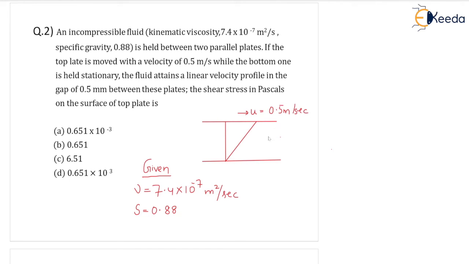While the bottom one is held stationary, I'll draw the stationary lines like this so that it tells you this plate velocity is u equal to 0 meter per second. And I'll write here u1 and u2. And this is a dy distance between the top and bottom plate. This angle, let us consider d theta, a very, very small angle. And this is your linear velocity profile.